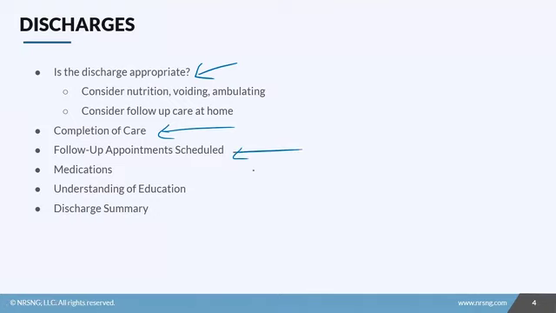You also want to look at follow-up appointments. You want to help make sure their follow-up appointments are scheduled. Also medications, you want to make sure that they have access to the medications. If they need prescriptions, do they need handwritten prescriptions? Can they be called into pharmacies? If they need any one of those, make sure that those are done before they leave. And make sure they have a good understanding of education. Do they understand everything that they've been taught and told?